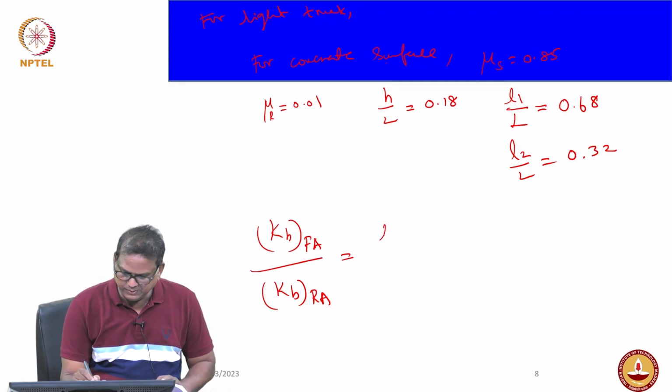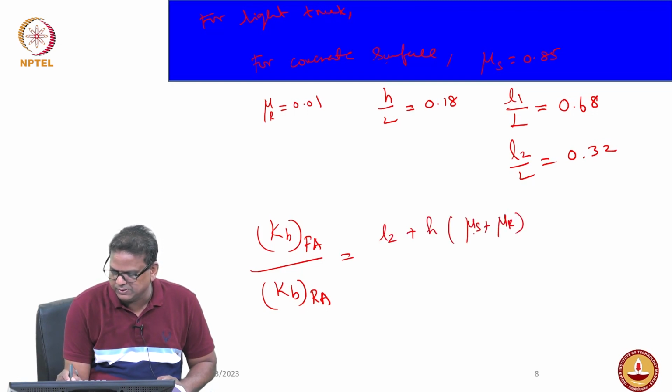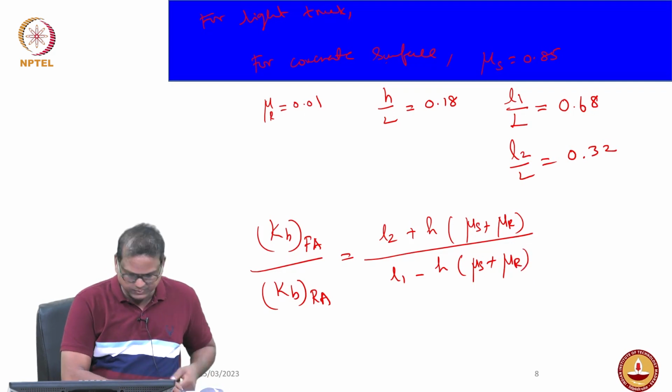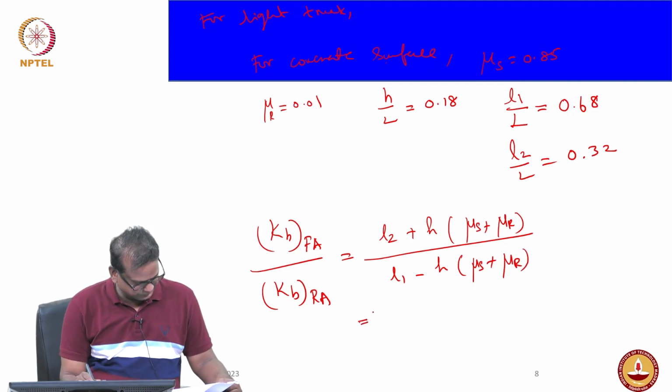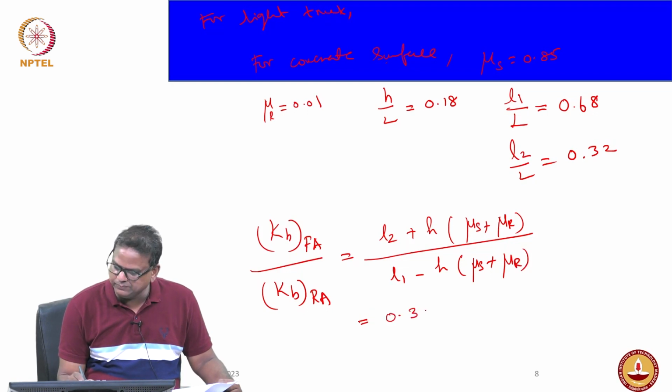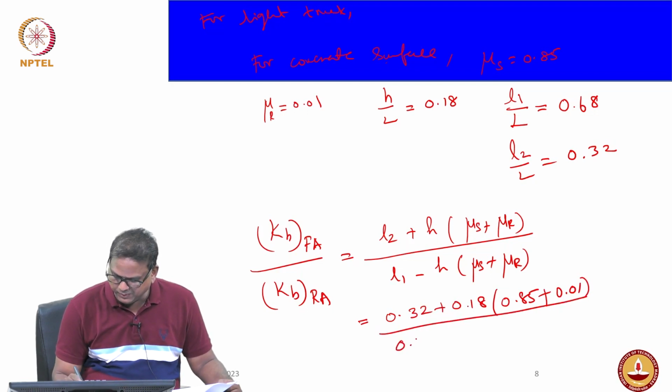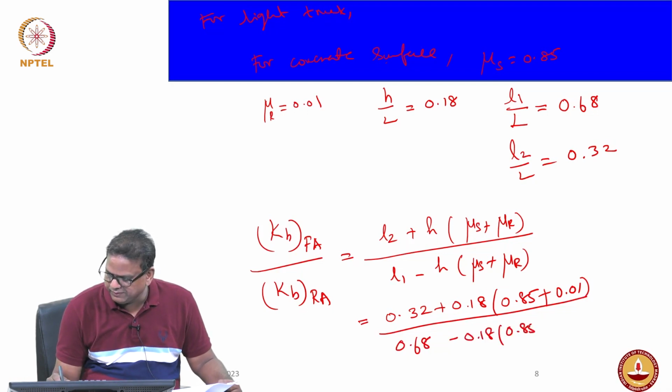What is the value you are getting? It should be L2 h mu s minus mu r, L1 h mu s plus mu r. If we substitute the values: 0.32, 0.18, you have 0.85, right, your mu s is 0.85 and mu r equals 0.01, divided by 0.68 minus 0.18, 0.85 plus 0.01.